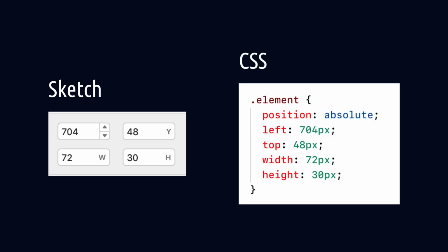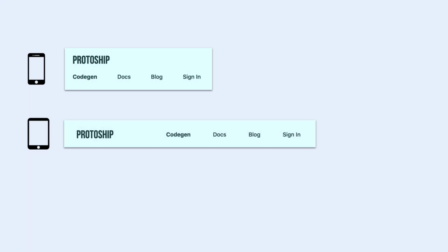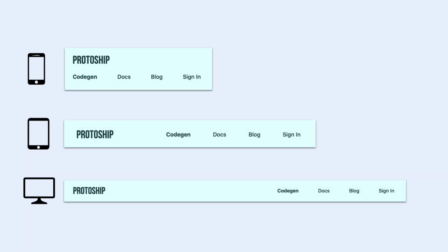But we want to turn our designs into truly responsive websites. We can't just print the design to a web page. Elements can no longer be absolutely positioned. Instead, elements need to respond to the size of the canvas. The canvas being a mobile screen, a tablet, or a desktop. Here is where grouping comes into play.